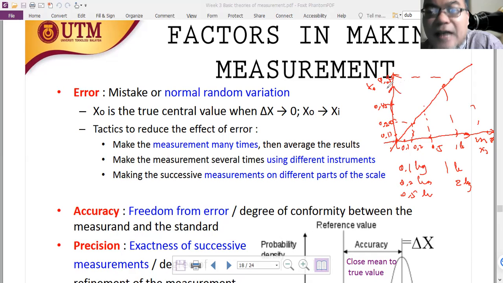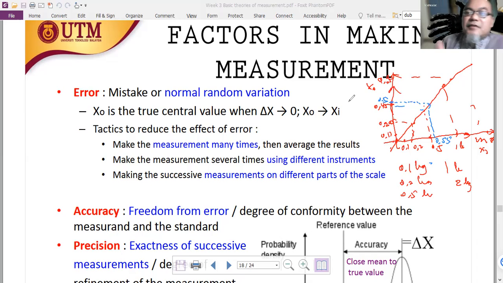So later you have an unknown mass. You put it into that balance, and the balance indicates a value. Let's say this value indicates 0.5. So when we put that into the calibration curve, since the 0.5 here is connected to 0.45, if you draw this, you have, for the sake of discussion, a value of 0.55 instead of 0.5. The 0.5 is the actual mass of that object, but your measurement using the calibration curve of your balance indicates that the mass is 0.55 kilogram.